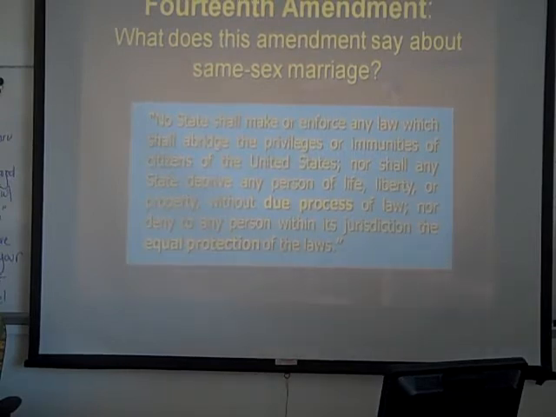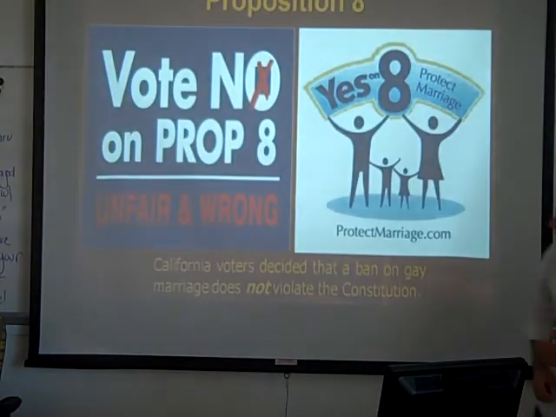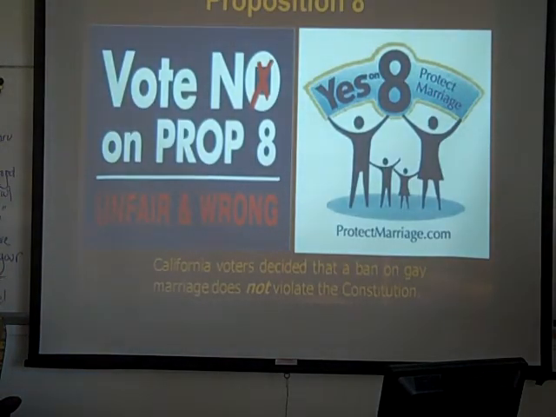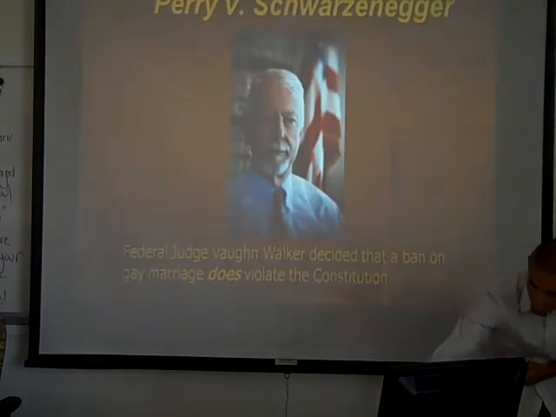And so the voters of California, when they passed Proposition 8, clearly thought this does not violate the U.S. Constitution. If it did, they wouldn't have voted for it. So they thought this is okay. The Constitution says nothing about same-sex marriage. It's okay to prevent same-sex couples from getting married. That's what the folks who voted yes on Prop 8 thought.